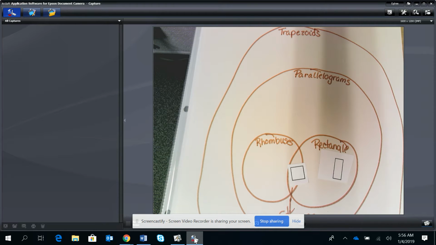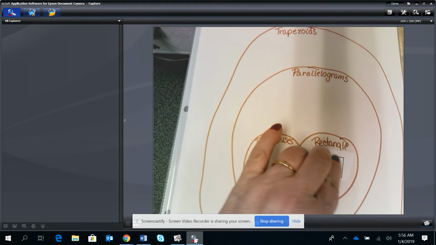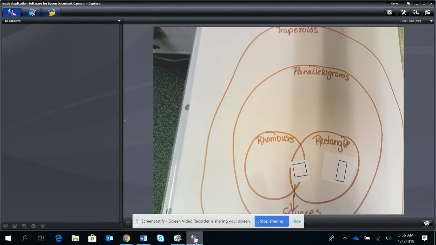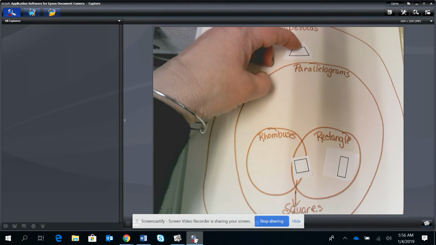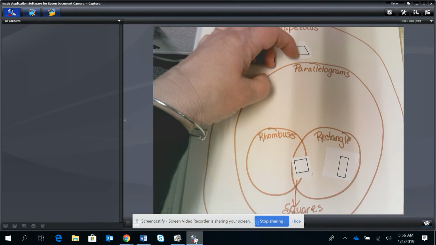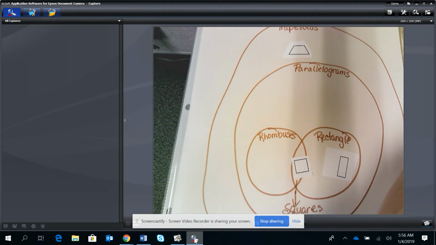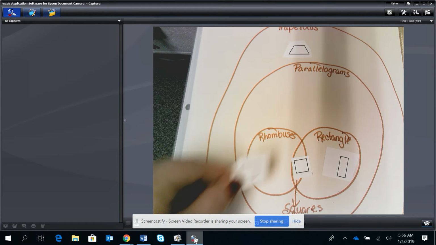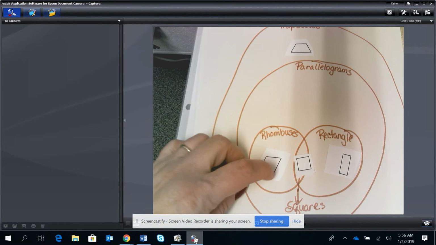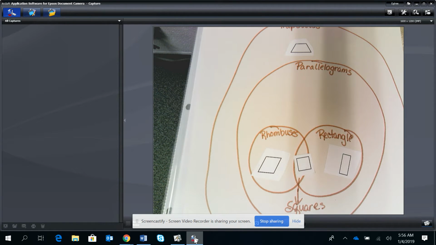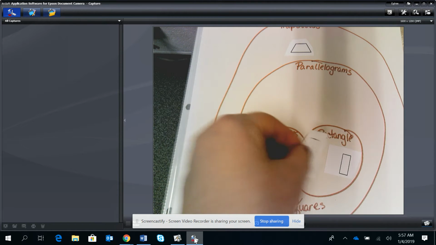This, I would say, goes in the rhombus. It is a parallelogram, but it's a rhombus because all 4 sides are congruent. This is another rectangle. This, I would say, is a trapezoid because I have 2 sides that are parallel. The opposite sides are parallel to each other. I would say this is a parallelogram because the opposite sides are congruent. They're not all 4 exactly the same size. That's why it can't be in the rhombus.